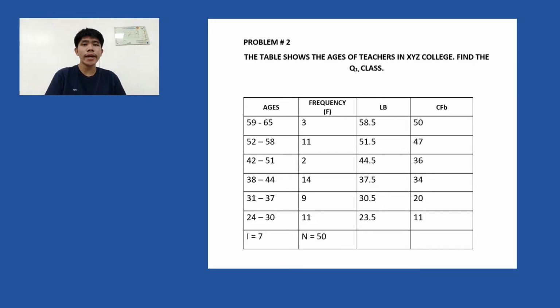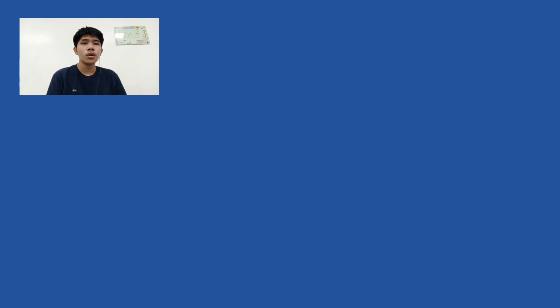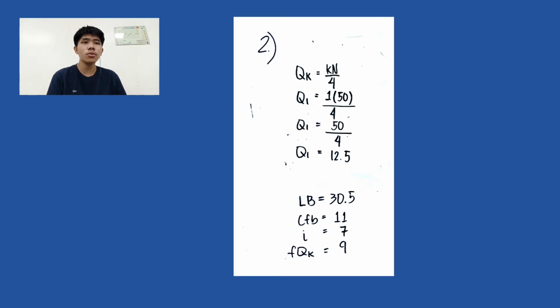After we have completed finding our data, we will now find the value of our formula. So first, we will find the value of Kn over 4. The formula in getting Kn over 4 is Qk is equal to Kn over 4. We will then substitute K. Since we are looking for the Q sub 1, we will put 1 as our K.